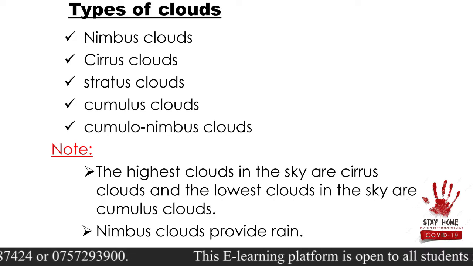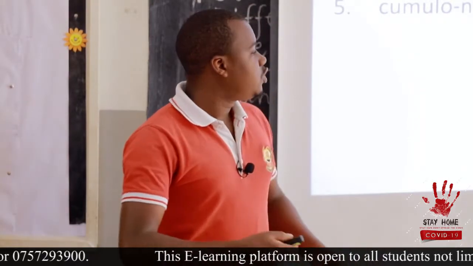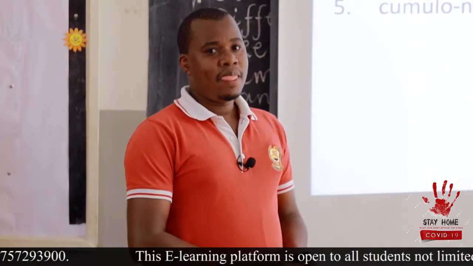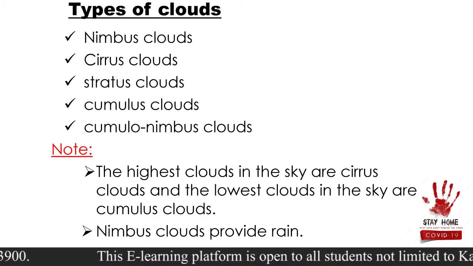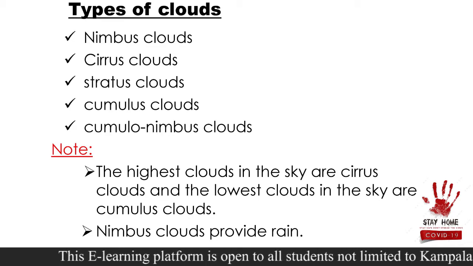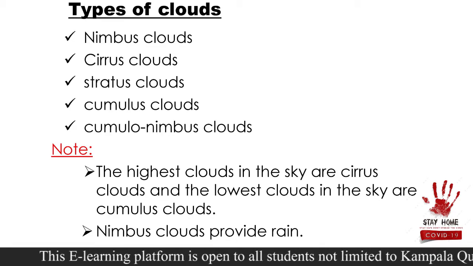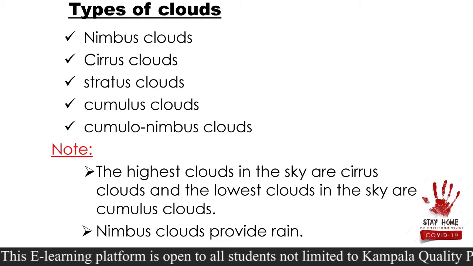It's a combination of 2 words now, so you will space with a hyphen. This is cumulonimbus clouds. Can you spell cumulonimbus? C-U-M-U-L-O hyphen N-I-M-B-U-S. Cumulonimbus. So we have cumulonimbus clouds.